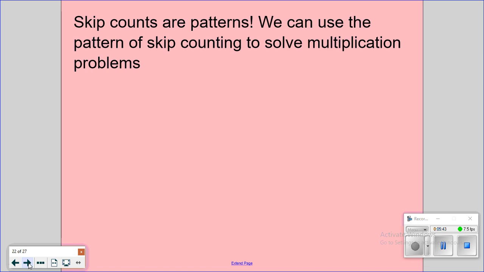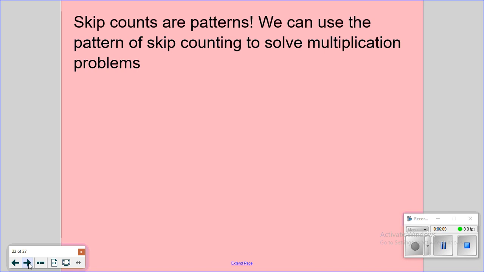All of those different skip counts are patterns. And those patterns can help us solve multiplication. Draw a line underneath your skip counts. Just draw a line. Hang on, Bladen. We're going to start with an easy one that we all know.